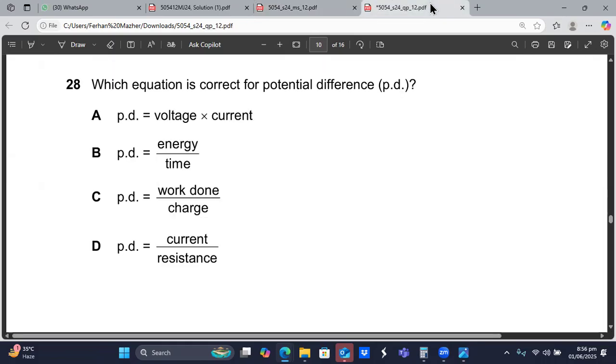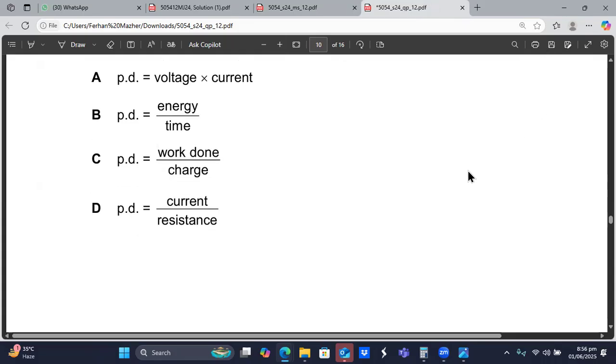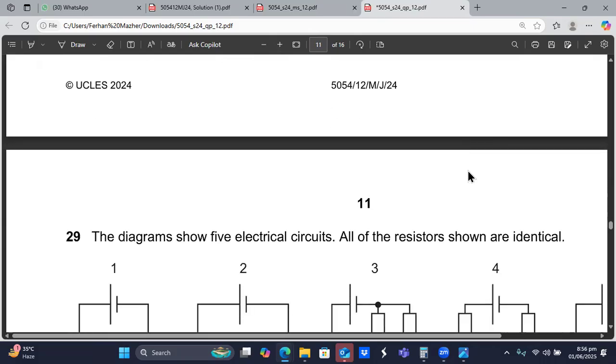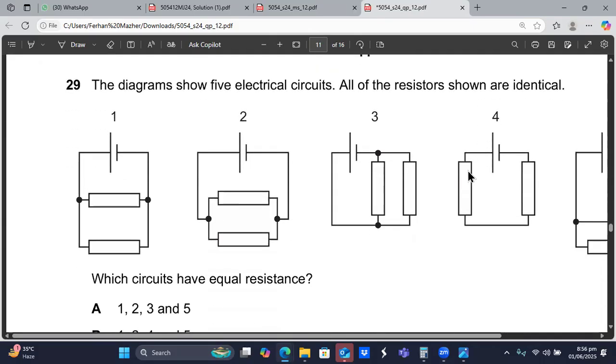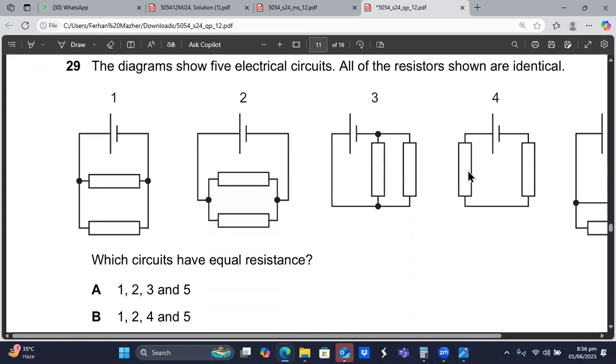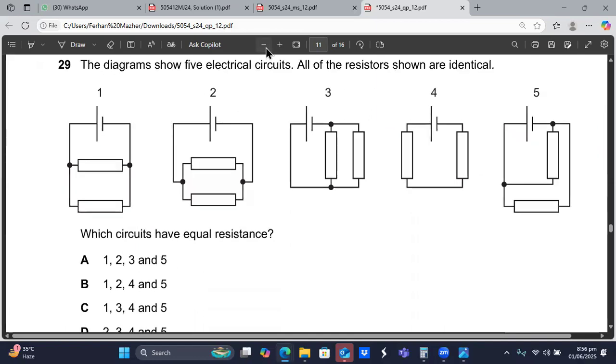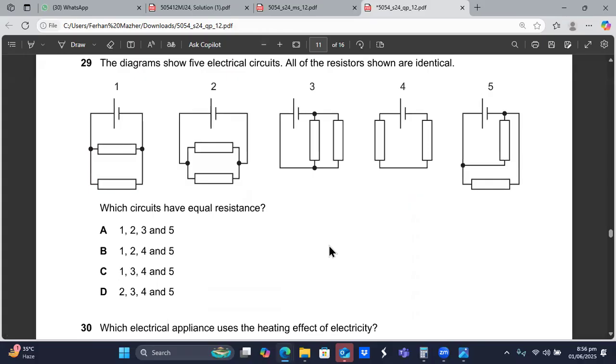That is the very definition of the potential difference: the amount of work done to move unit charge, work done divided by the charge. Okay, so we have the next question. Question number 29, sir.